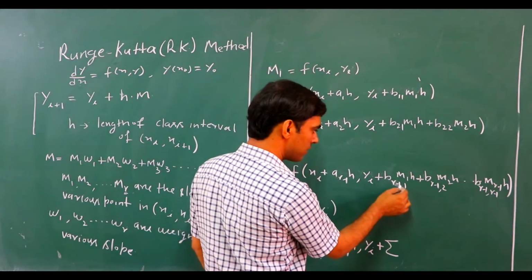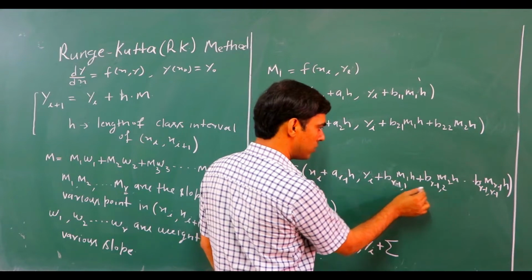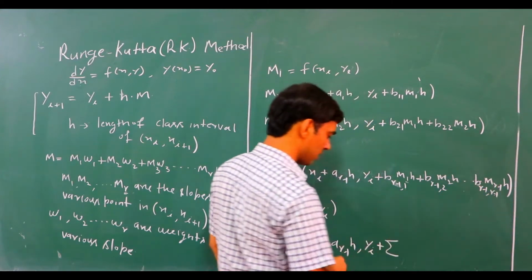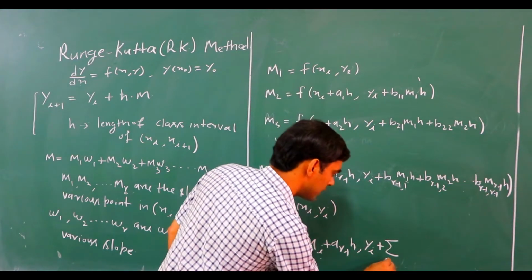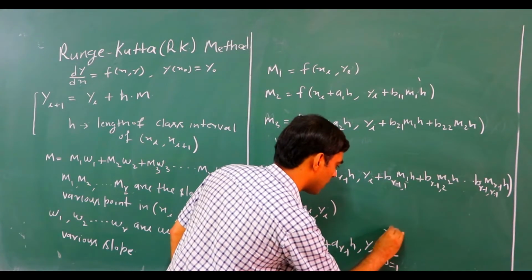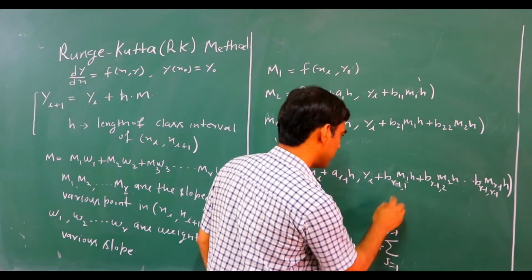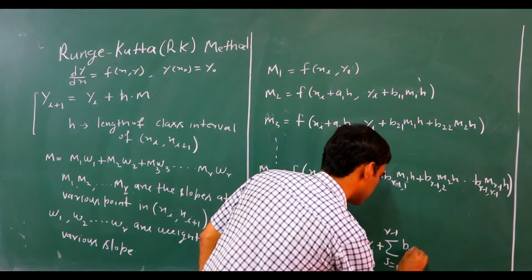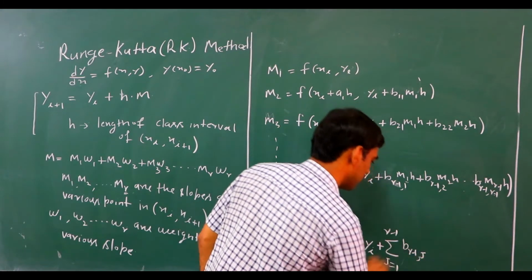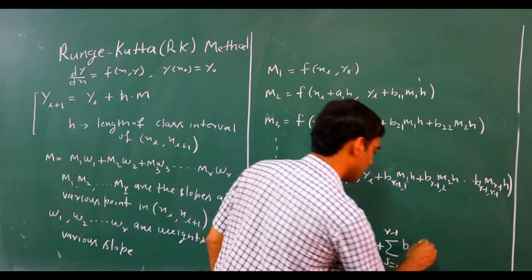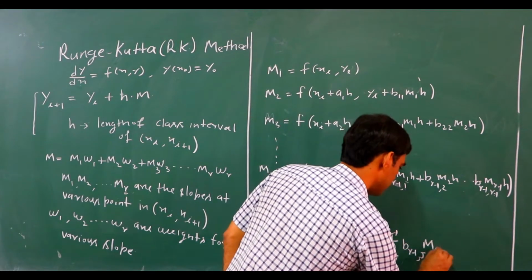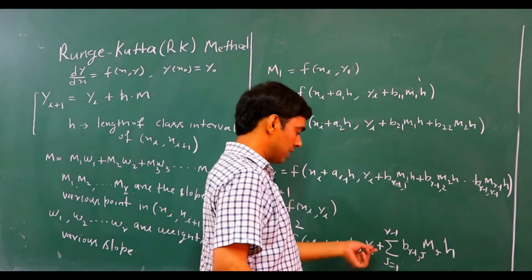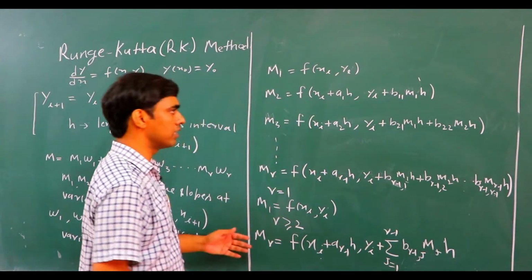Here, if we closely observe, there is one subscript that varies from 1, 2, 3 up to r minus 1. This one also varies 1, 2, 3 up to r minus 1. So here we write j equals 1 to r minus 1. And what will vary? The second subscript will vary. So here V_{r-1}, j, and j varies from 1 to r minus 1, M_j and h. So h with the constant, this may be written here. This one is the value of Mr.